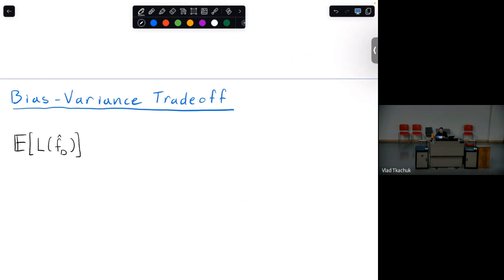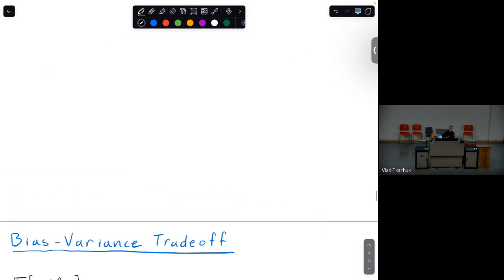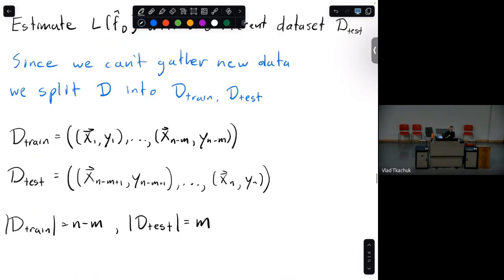Maybe the one thing I wanted to mention is a question of how you pick M. Usually M varies, but maybe it's something like 10% of your data gets chosen for testing or something like this.